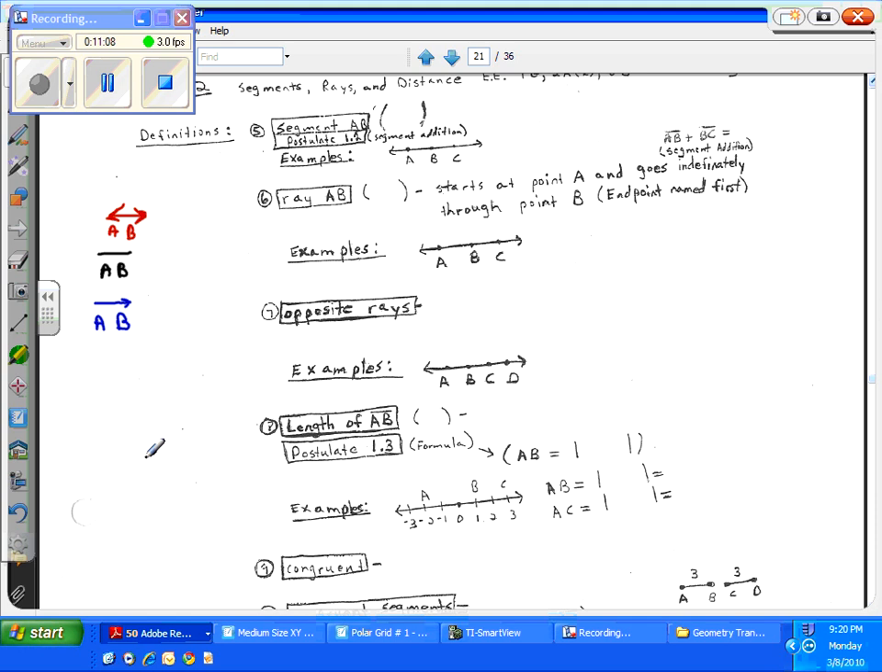And then we come to the symbolism of AB with nothing above it. Now, AB with nothing above it means distance. It means how far is it between A and B. In other words, how long is segment AB? So the length of AB, denoted AB, means the distance between point A and point B.